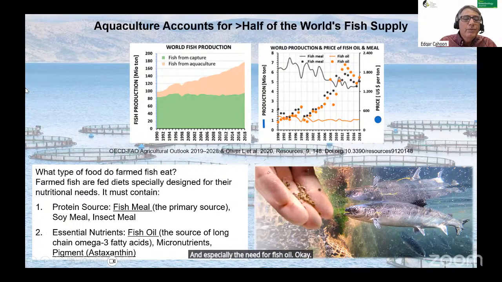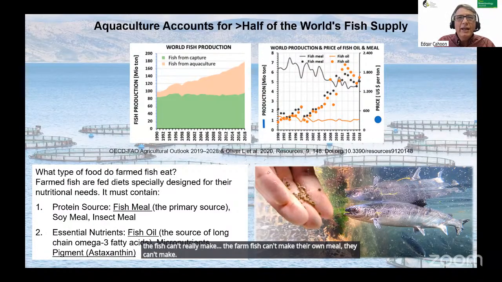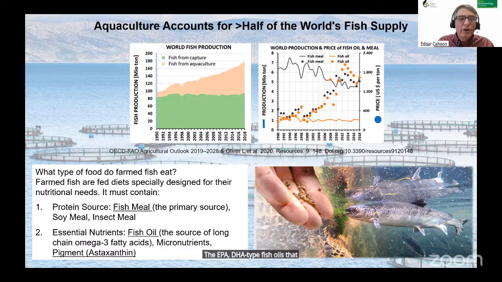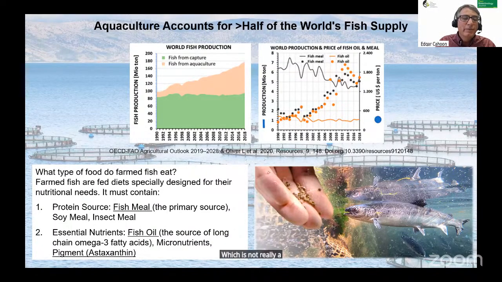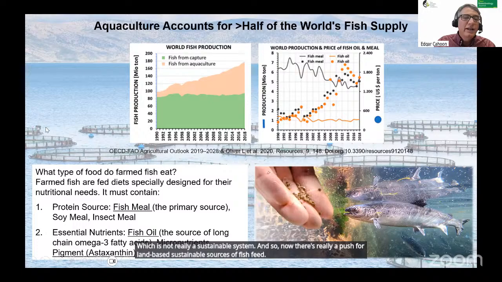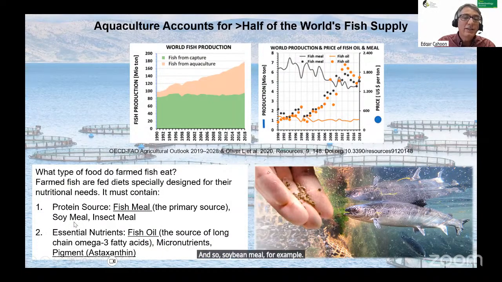Okay, so farm fish needs a protein source, it needs an oil source, and it also needs micronutrients. The traditional way of aquaculture was that farm fish can't make their own meal. They can't make the EPA, DHA type fish oils that we know of as being heart healthy oils. And so traditionally, we harvested low value fish from the ocean, extracted the meal, the oil, and fed that to the high value fish, which is not really a sustainable system. And so now there's really a push for land-based sustainable sources of fish feed. And so soybean meal, for example, is really growing as a source of protein for fish.